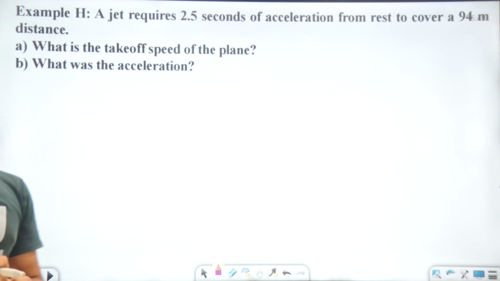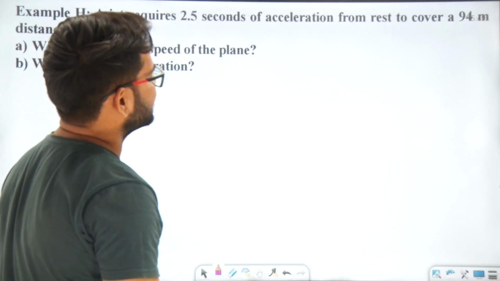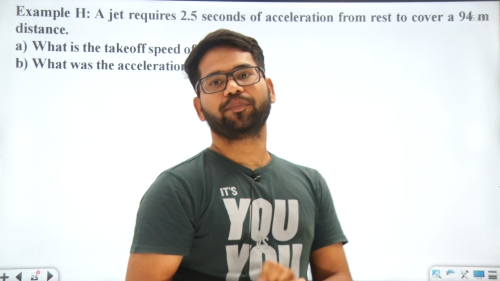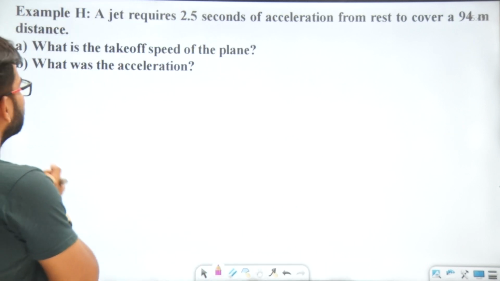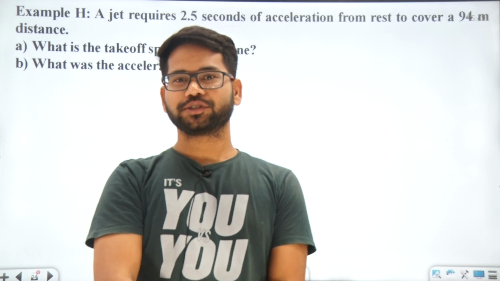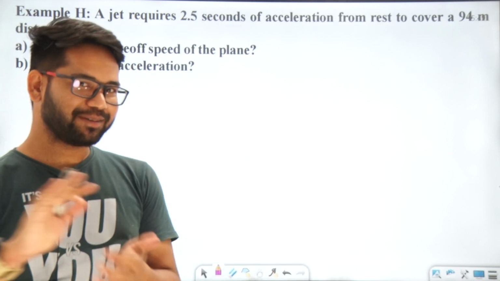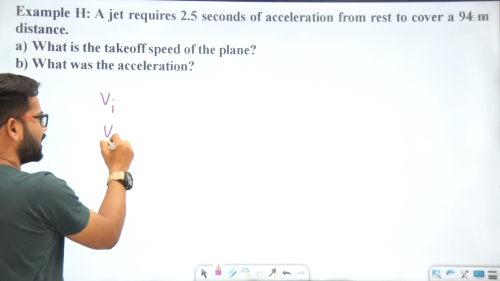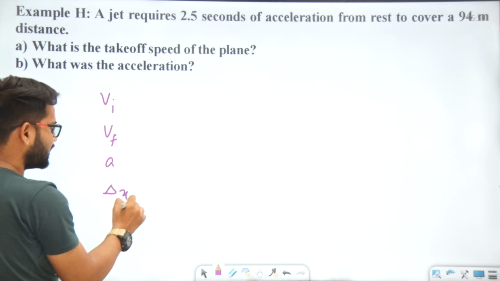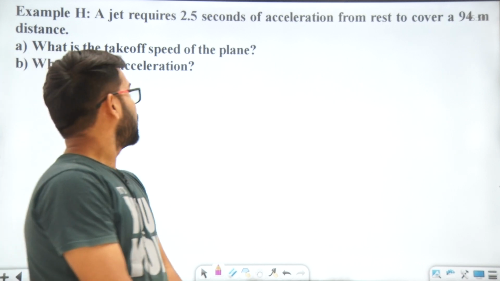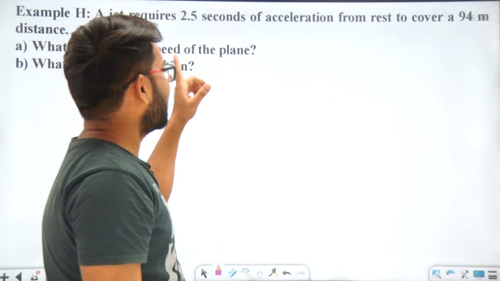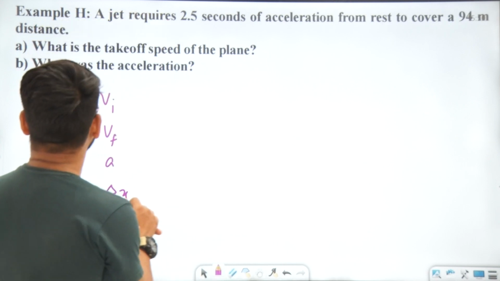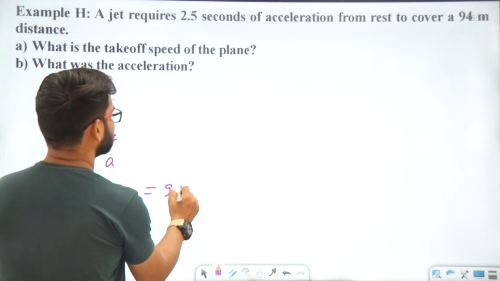A jet requires 2.5 seconds of acceleration from rest to cover a 94-meter distance. What is the takeoff speed of the plane, and what was the acceleration? So students, we will have the same approach. We are going to write the quantities Vi, Vf, a, delta x and t. 94 is the delta x here.